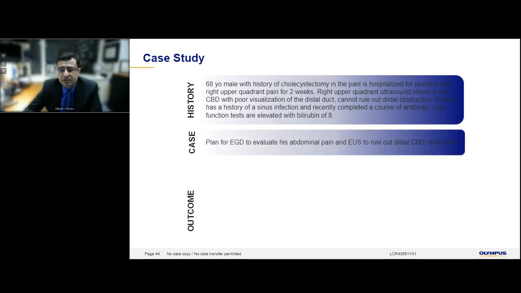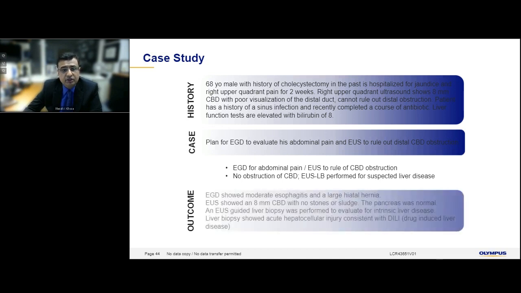So we plan to do an EGD for the abdominal pain, and an endoscopic ultrasound to rule out a distal CBD obstruction, given the findings on labs and abdominal ultrasound. And on the EUS, there was no CBD obstruction, and hence the patient did not require an ERCP, but given the elevated liver enzymes, underwent an EUS-guided liver biopsy. That was able to be performed and showed intrinsic liver disease with acute hepatocellular injury consistent with drug-induced liver injury. So here we were able to assess for abdominal pain, rule out a biliary obstruction, and obtain an EUS liver biopsy parenchymal specimen, all in the same procedure.